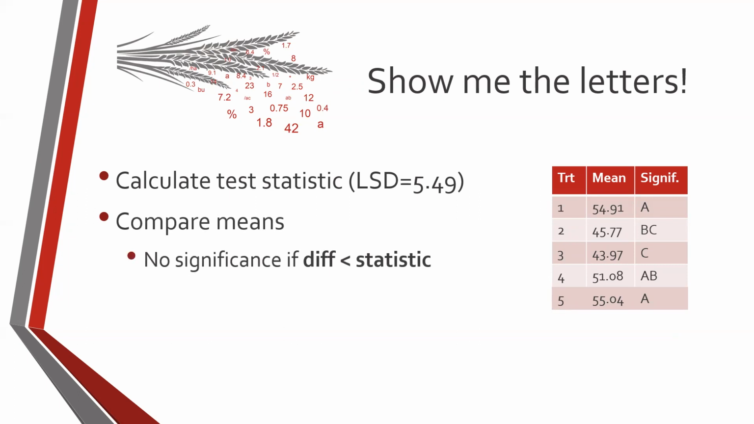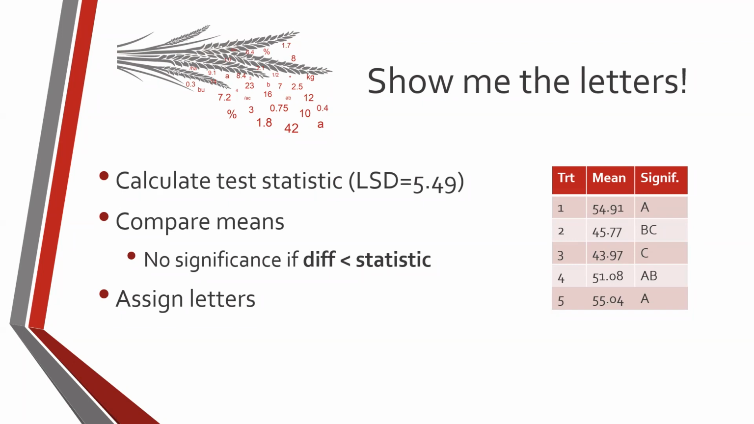Then we compare the means using this statistic. So if the two means do not differ by at least that LSD amount, they are not considered significantly different. Then letters are assigned such that the means with no letter in common are significantly different according to the test. So here in this case, we can say there's evidence that treatments 2 and 5 are different because there is no letter in common, but there is no evidence of a difference between treatments 4 and 5, since they both have the letter A.